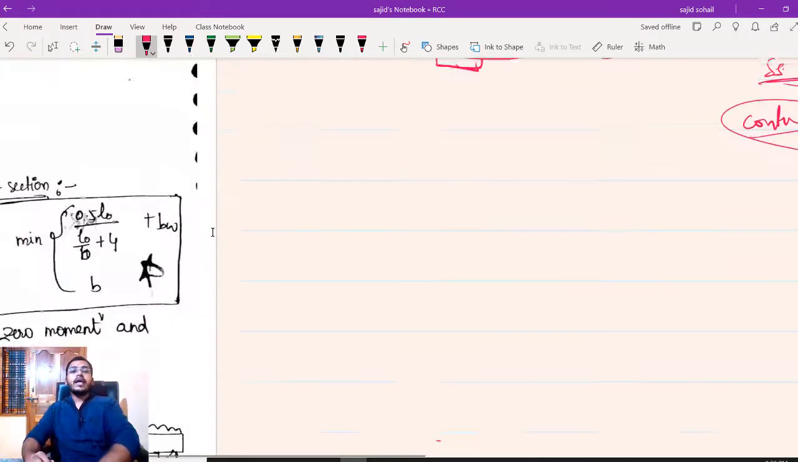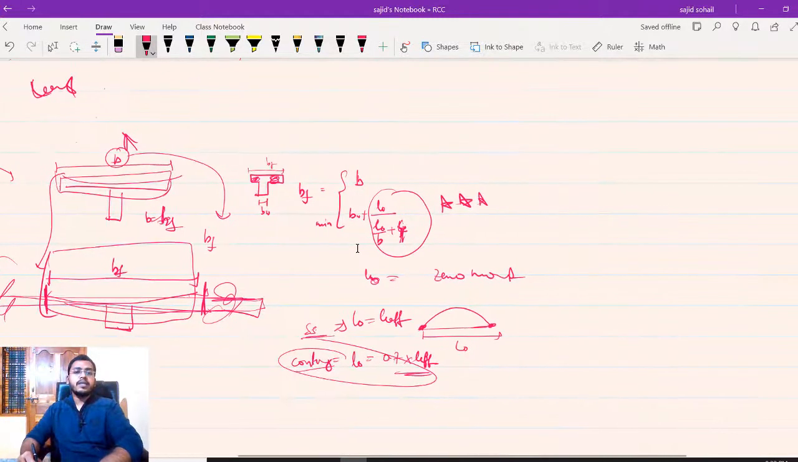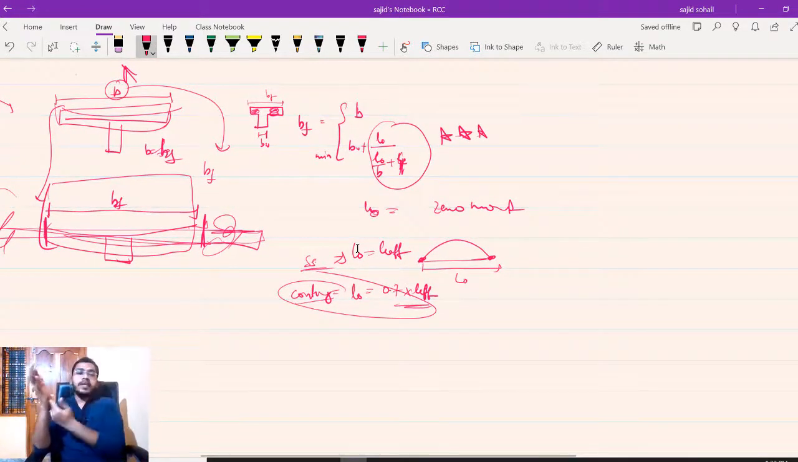Okay, so your L naught, it is the distance between zero moments. You have to remember that. See, this is for T section, well and good. You are experts in T section. The T section's width of flange is minimum of B or BW plus L naught by 6 plus 4 D_f.